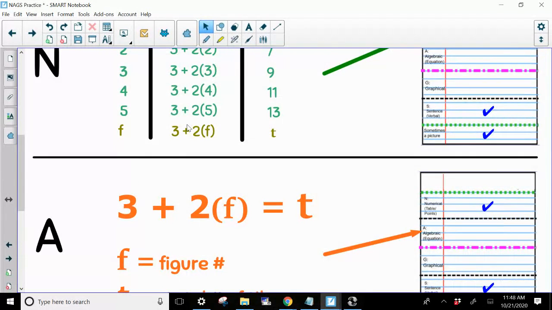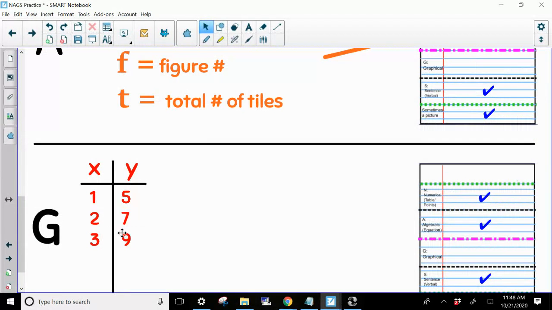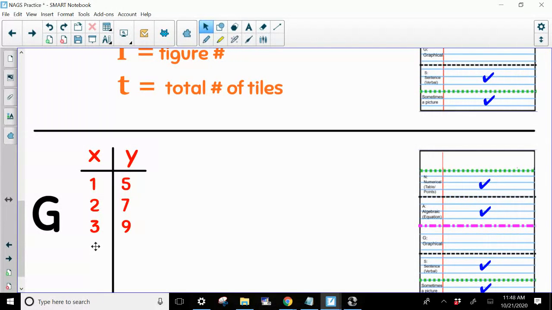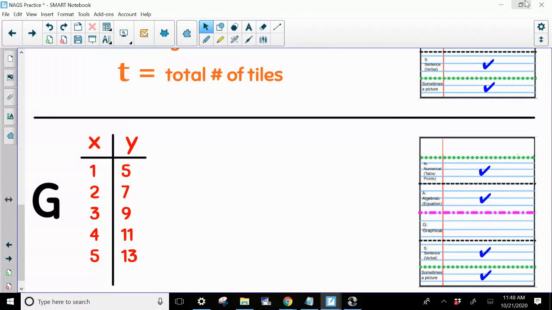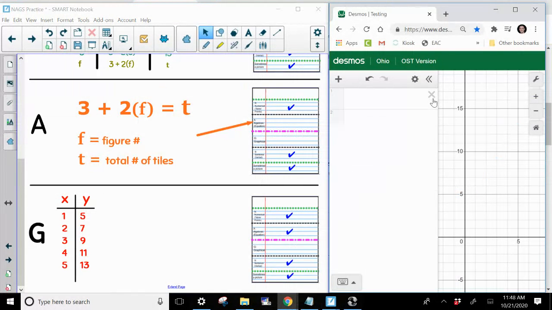3 and 9. 4 and 11. 5 and 13. Okay. So once I have those, I need to open up my good old best friend, Desmos. And we need to plug those in. Remember, we hit the plus sign. We add our table. We have 1, 5. We have 2, 7. We have 3, 9. We have 4, 11. We have 5, 13.